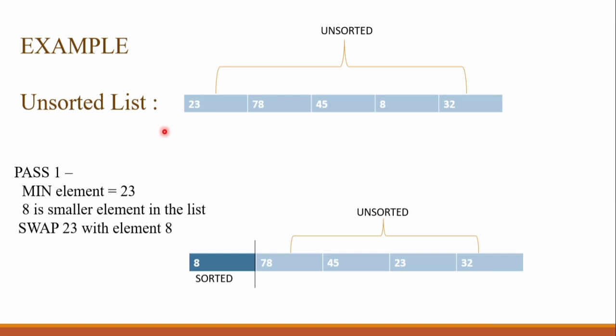And now what is the next step? In the rest of the list, find out the smaller element. So leaving this element, which is the smaller element in the rest of this list? That is 8. So in the second step, 8 is the smaller element in the list. So what we have to do? Swap 23 with element 8. See here, we have done that step. We have swapped 8 with 23. Now this part has become sorted and this part has become unsorted. Understand?